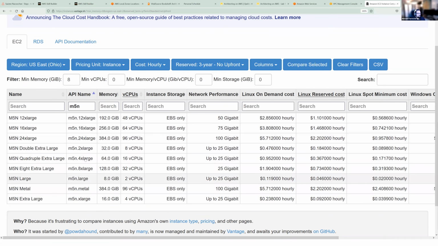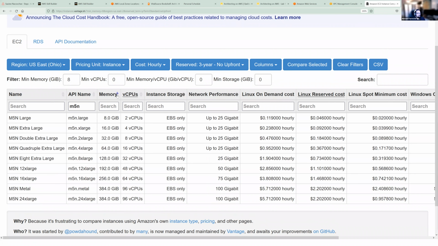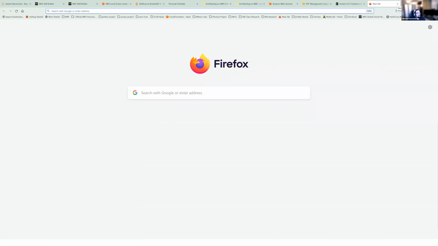Notice that it goes from large to 2x large to 4 to 8 to 12 to 16 to 24. Actually, let's sort by memory. Notice that when it does that, the amount of memory and CPUs doubles each time. That's the large, X large, et cetera. M stands for median. This is a general purpose machine. And notice that there's a 5 there, which means it's the 5th generation. And the N, we'd actually have to look up. I think it's Nitro networking, but we have to look up.